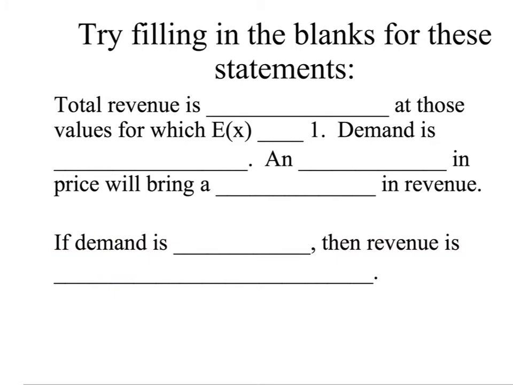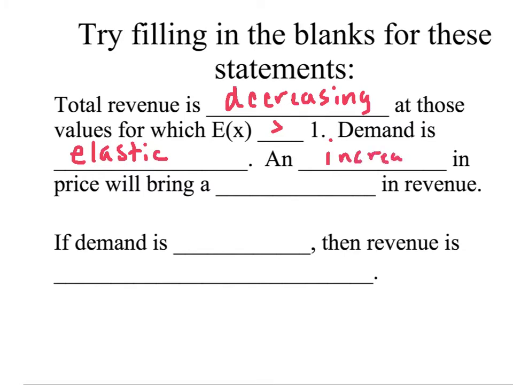Total revenue is decreasing at those values for which E of x is greater than 1. Demand is elastic, and an increase in price will bring a decrease in revenue. If demand is elastic, then revenue is decreasing.